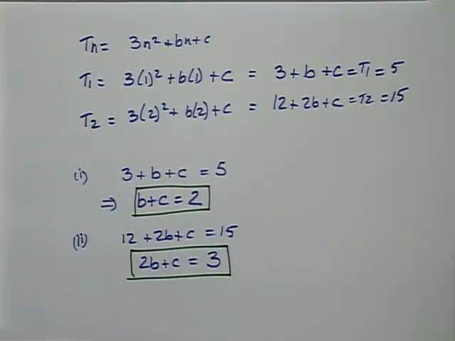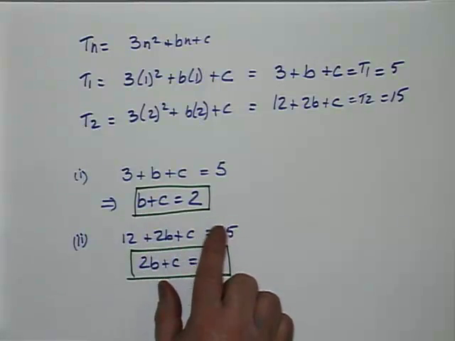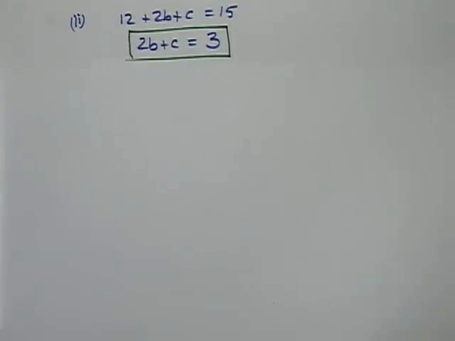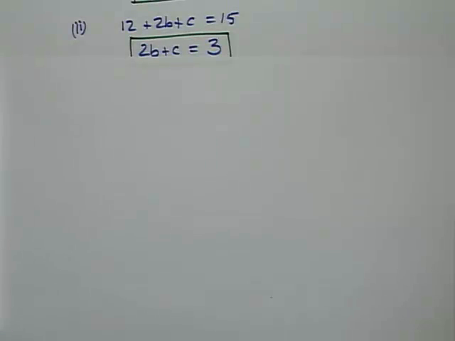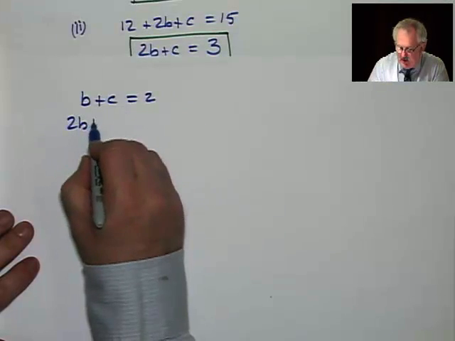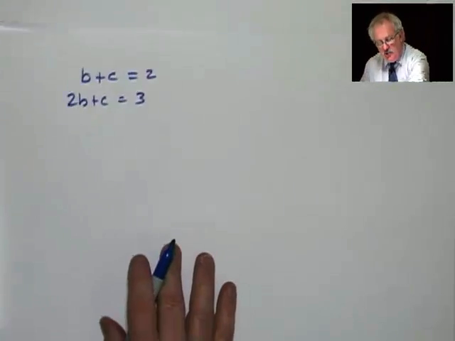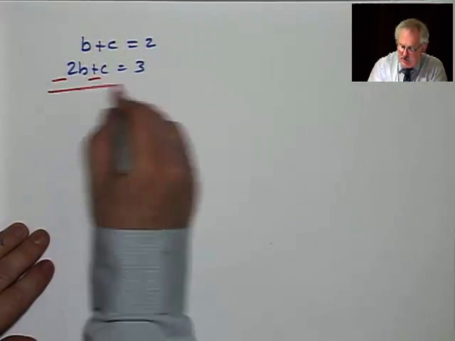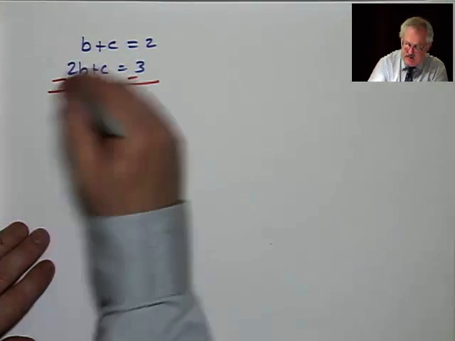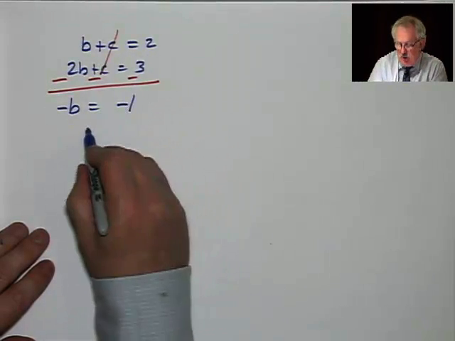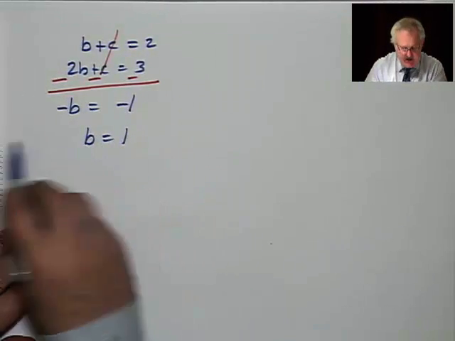Now we've got two simultaneous equations, as we had before, but we'll see what numbers they come out with. b plus c is 2, and 2b plus c is 3. As we would with ordinary straightforward algebra, we don't have to do anything with these equations because the c values are already the same. So we just take the first one from the second one. They cancel. And we get minus b is 2 minus 3, which is minus 1. b is 1. So that's the first answer we have.